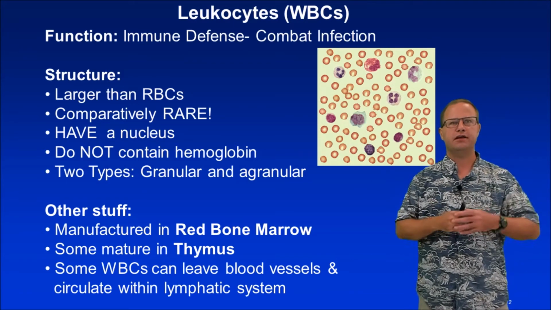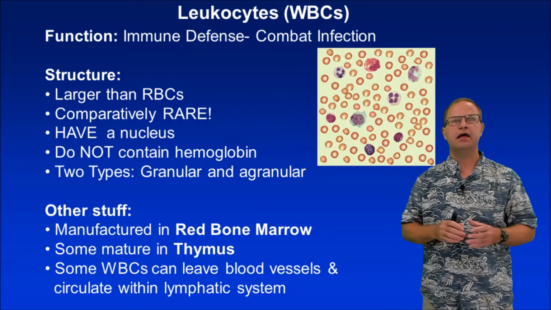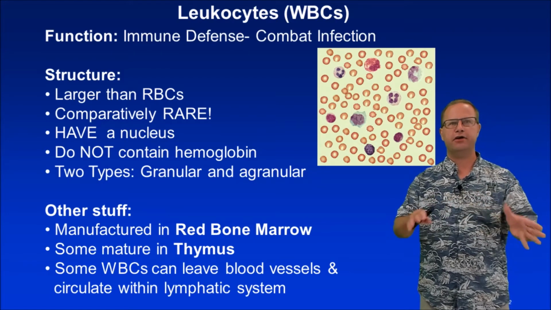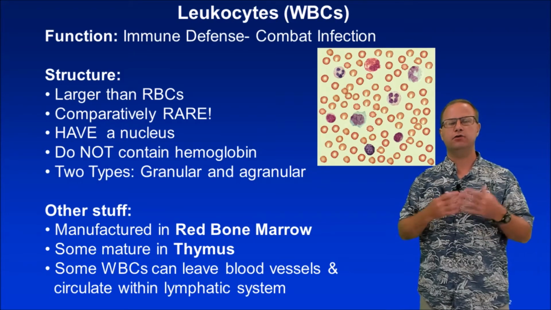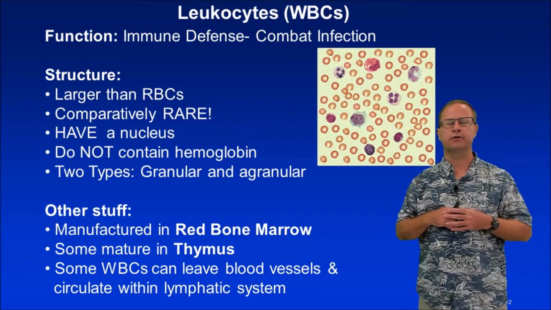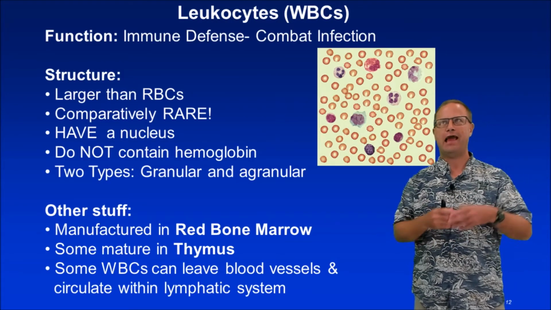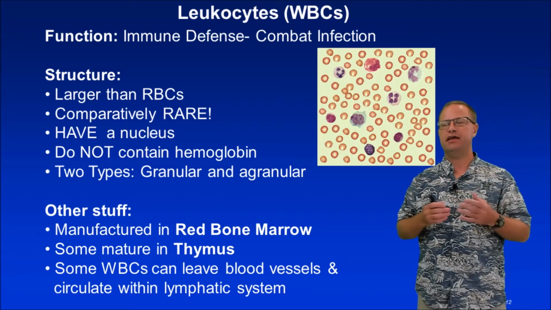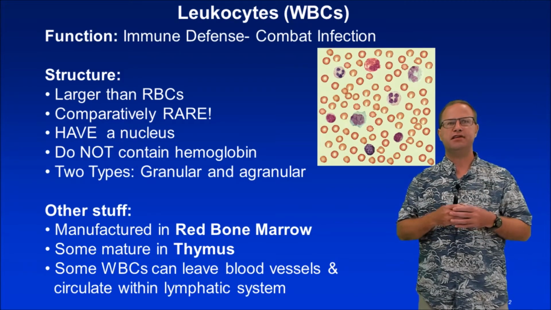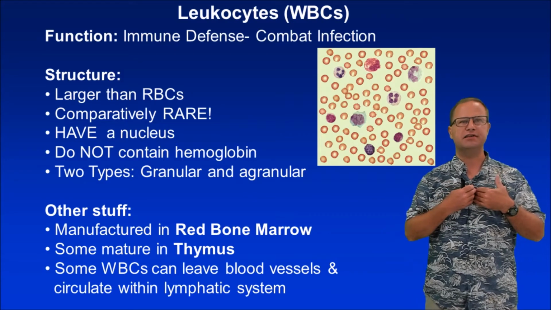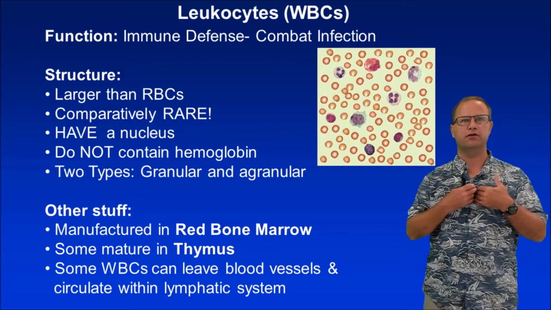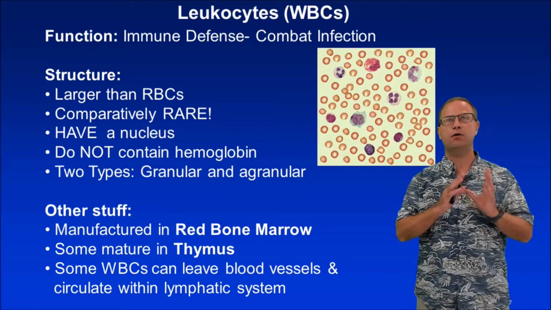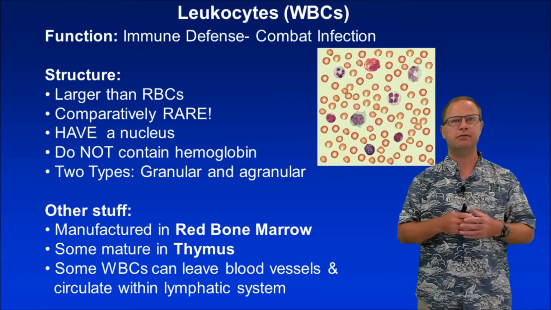So they're larger, they are comparatively rare, they have a nucleus, they do not contain hemoglobin, they don't carry oxygen. And there's two different types of leukocytes, granular and agranular. The granular ones have granules, and the agranular ones do not. So they are made in the red bone marrow just the same as the red blood cells, but some of them will actually go to mature in the thymus, and these are our T cells we'll talk about in a little bit.